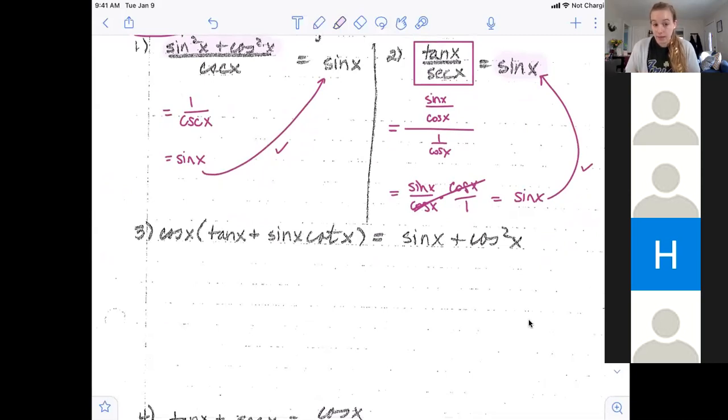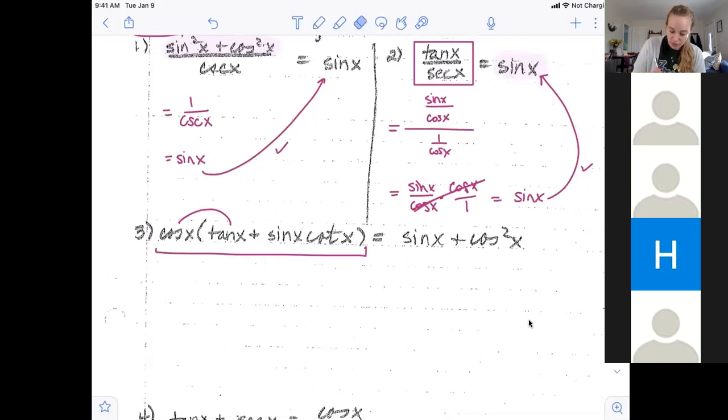Number 3 looks a lot more complicated, but I promise it's going to break down very quickly. You have a couple options. Look and see which side looks more complicated. Sine x plus cosine squared x is not the simplest, but it's not as complicated as the left-hand side, which has a lot of room for simplifying. So we're going to do that side. You can either make everything in terms of sine or cosine, or distribute first and then decide what's in terms of sine and cosine.